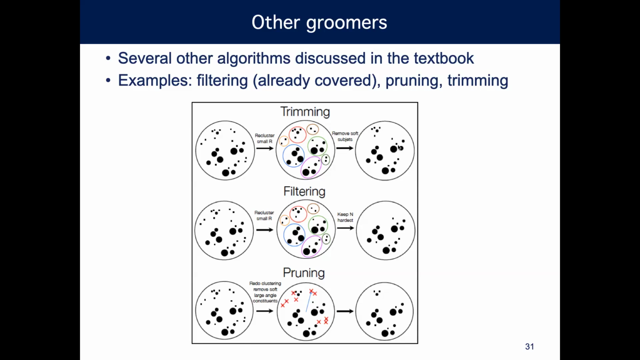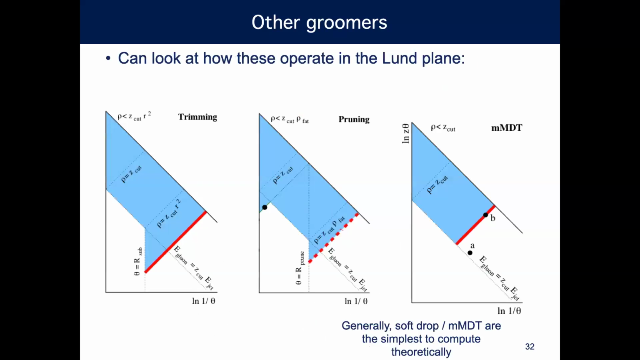After the clustering, which is kind of what soft drop does, but a little less theoretically controlled, so it has some disadvantages. Filtering keeps the n hardest subjets, and pruning will try to undo the clustering to remove soft wide-angle and large-angle constituents in the clustering, so it doesn't do a pre-clustering step. That being said, they're all useful and can be utilized with the Lund plane.